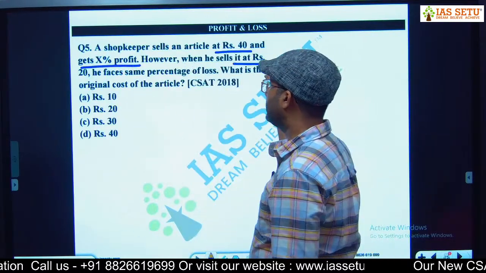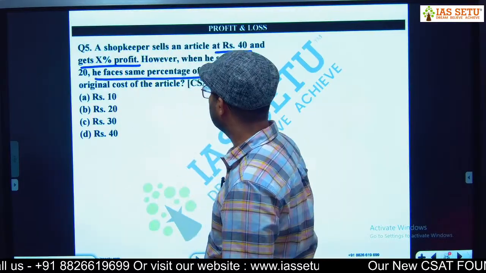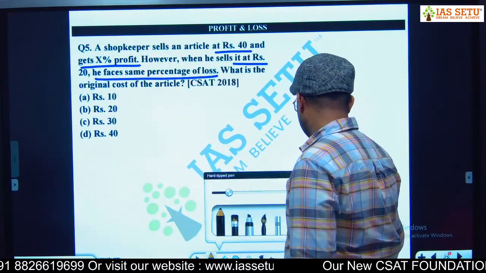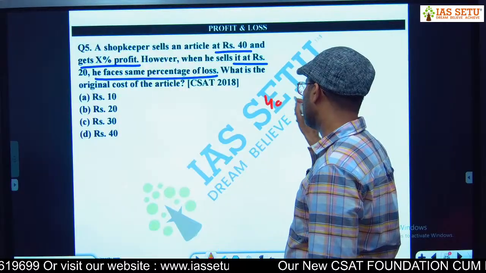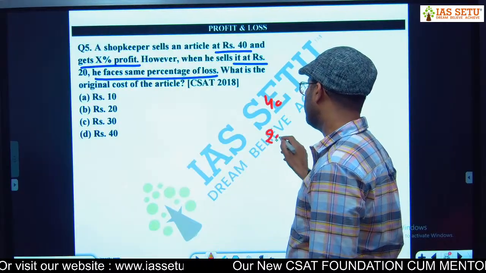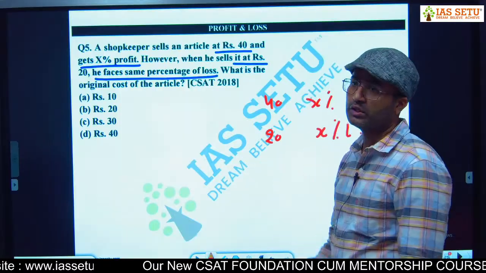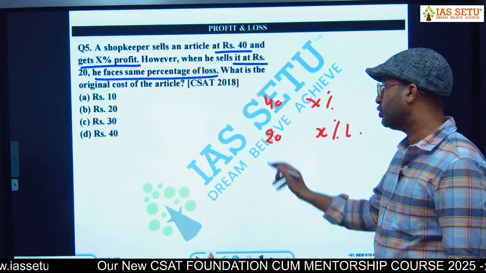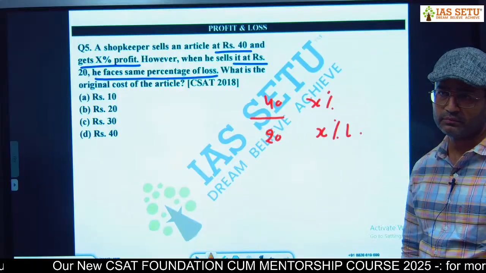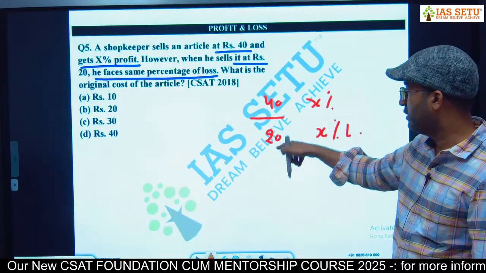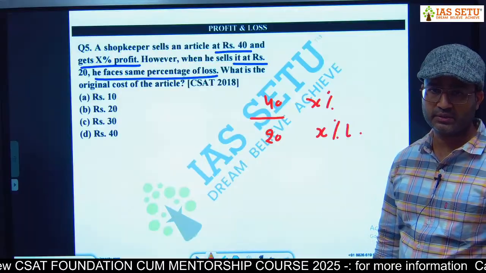नेक्स्ट, शॉपकीपर सेल एन आर्टिकल फॉर ₹40 and get X% profit. However, when he sell it at ₹20, he face same percentage of loss. मतलब वो 40 रुपए का बेचता है तो X% प्रॉफिट है, 20 रुपए का बेचता है तो X% लॉस है। What is the original cost of the article? There is a shortcut mid value. इसका सीधा शॉर्टकट है the mid value of these two selling price.